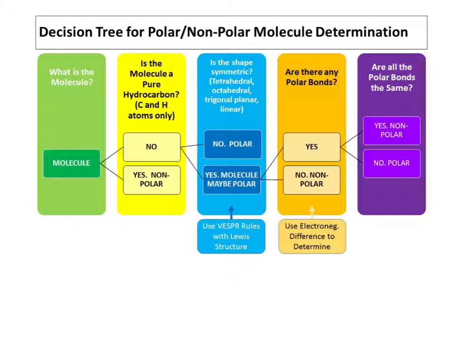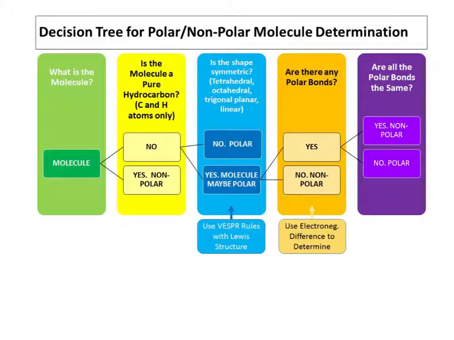So here's the decision tree for making a decision between polar or nonpolar on a molecule. You first have to understand a couple of things before we use this decision tree. One is you need to understand the VSEPR rules and how to draw Lewis structures. If you don't know how to do that, you should spend some time learning it before you tackle this tutorial. The other thing is you need to understand what electronegativity of an atom is and how to determine the difference between two atoms in a bond. If you can do that, then this decision tree is pretty self-explanatory.